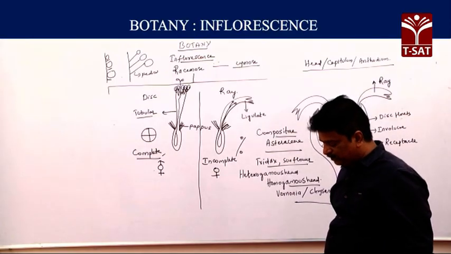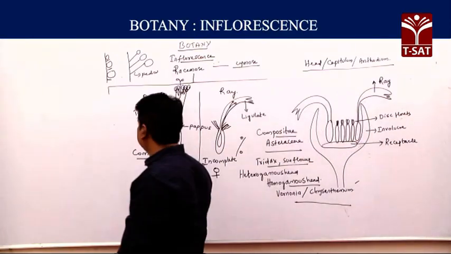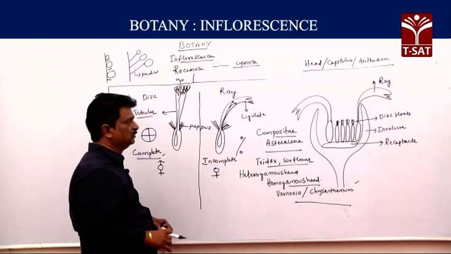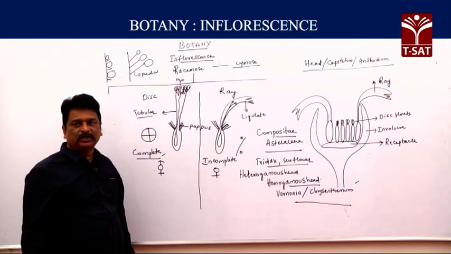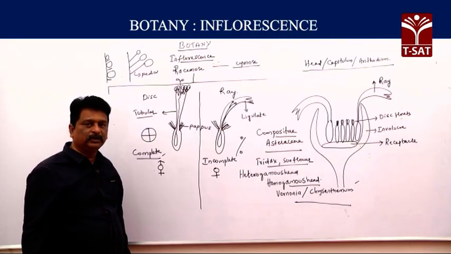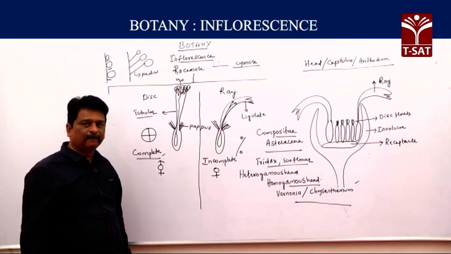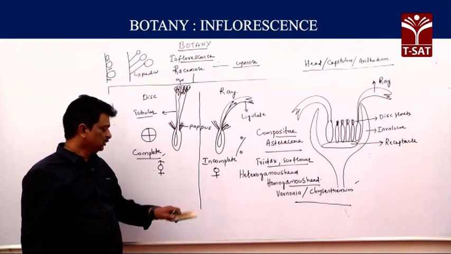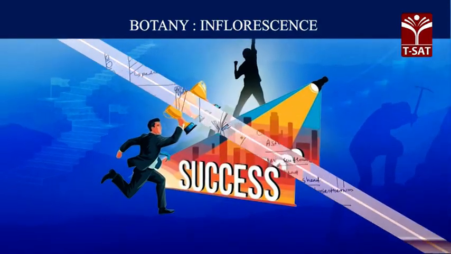And a compound head. Compound head means peduncle is branched and each branch ends with one head, called a compound head. Examples for compound head, Echinops and Sphaeranthus. Among these two, Echinops is a xerophyte. So this is about racemose inflorescence.